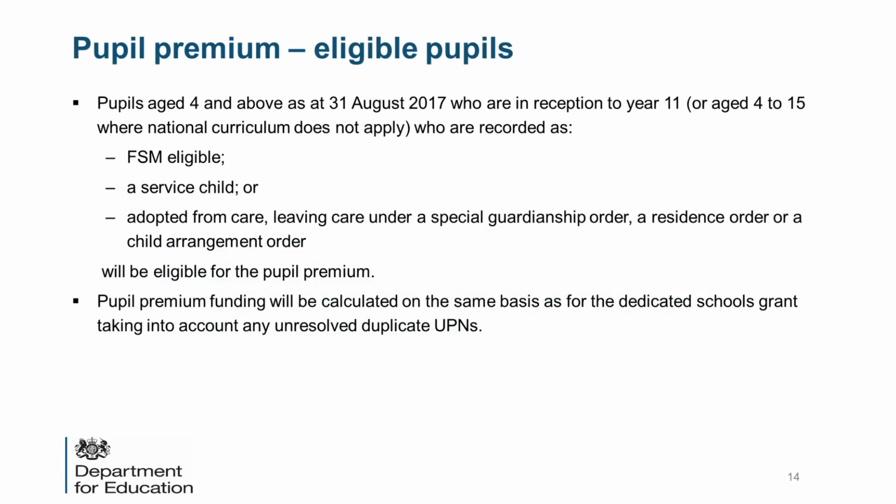Pupils aged 4 and above in reception to Year 11 who are known as FSM eligible, a service child, or adopted from care, leaving care under special guardianship order, a residence order, or a child arrangement order, will be eligible for pupil premium funding. Pupil premium funding will be calculated on the same basis as those for the dedicated school grants, taking into account any unresolved duplicate UPNs.